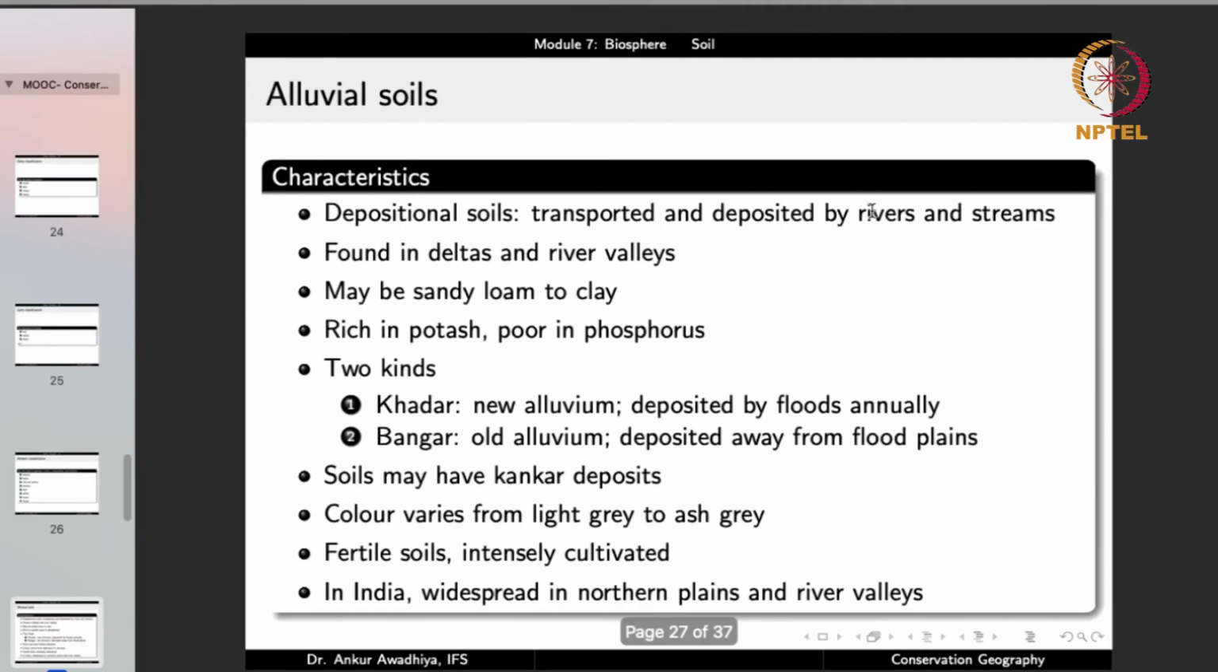So let us now understand this classification. The first is alluvial soils. Now alluvial soils are depositional soils. They are transported and deposited by rivers and streams. And so they are found in deltas and river valleys.